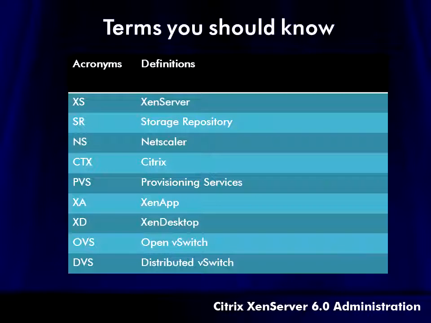Some of the terms you should know about include XS for XenServer, SR for Storage Repository, NS for NetScaler, CTX for Citrix, PVS for Paravirtualization Services, XA for XenApp, XD for XenDesktop, OVS for Open Virtual Switch, and DVS for Distributed Virtual Switch, or distributed vSwitch. Some of the things you should be aware of.